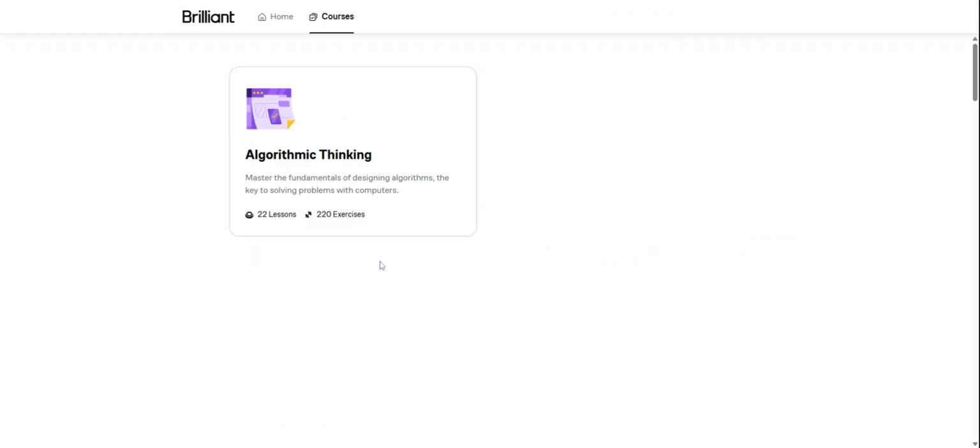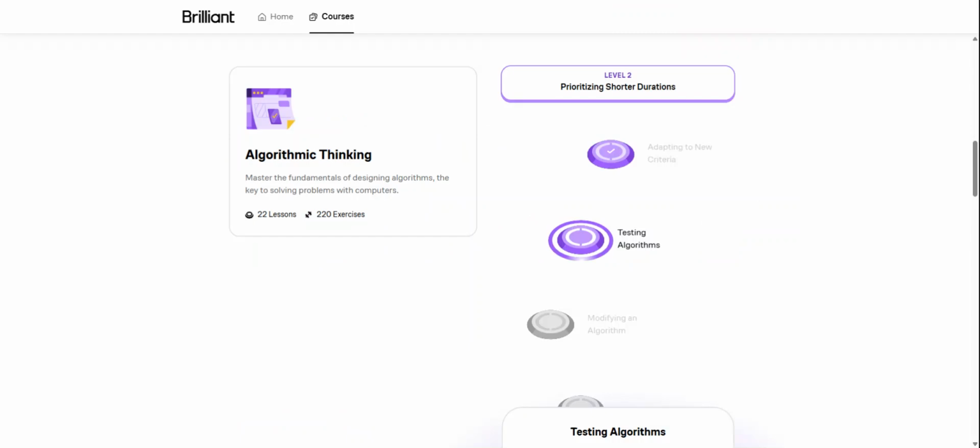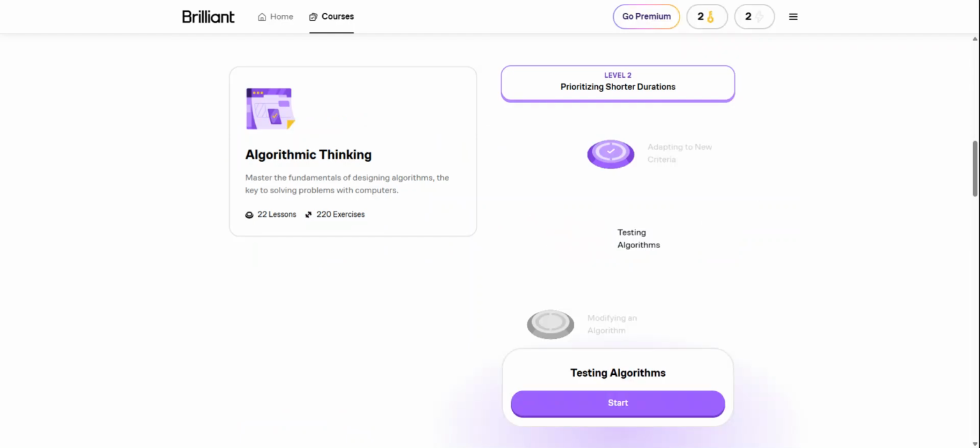Alright, algorithmic thinking. The objective is to master the fundamentals of designing algorithms and the key to solving problems with computers. Now here we are at level 2, prioritizing shorter durations. And this exercise called testing algorithms is what I'm going to do some workout questions on today. So let's follow with me, shall we? I'll click on this start to begin the lesson.